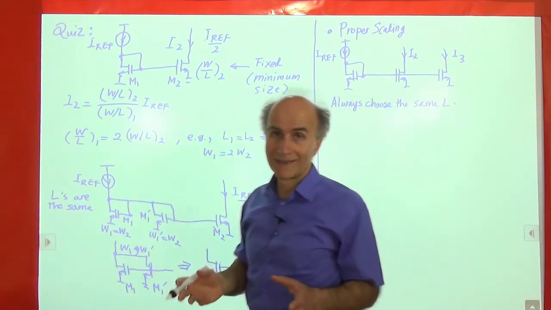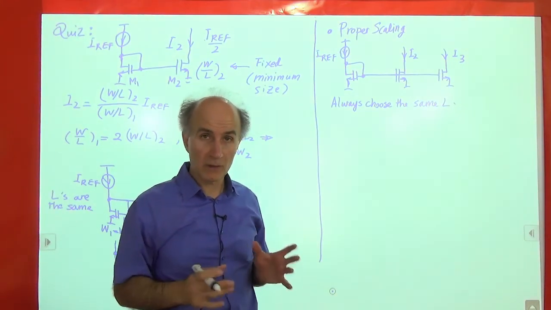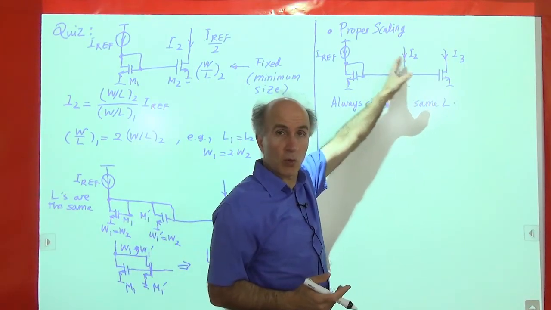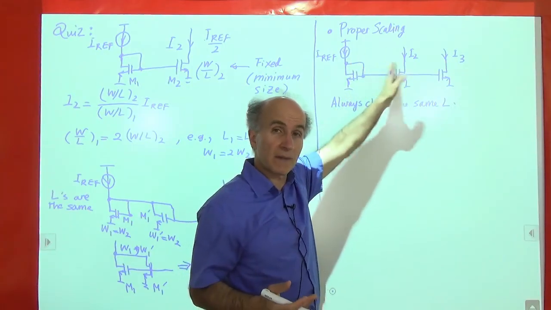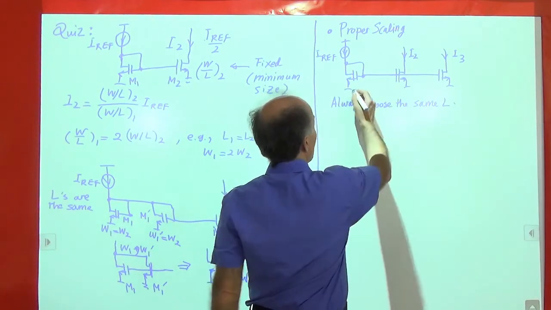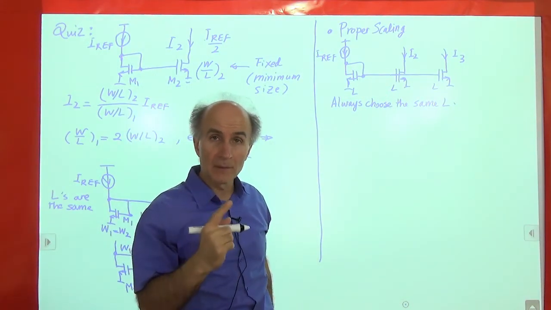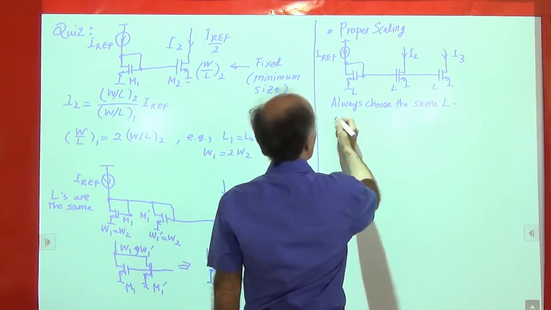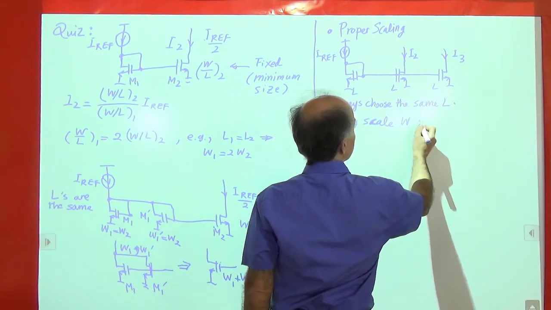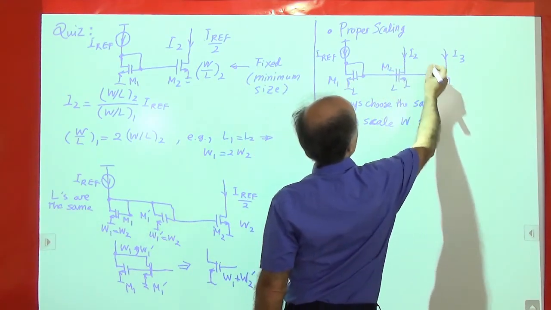Okay, we won't go through the details of why that is necessary, but for these currents to have good copying ability, to make sure that when we think this is, for example, twice this, it actually turns out to be twice that, and there won't be significant errors, we need to follow the same L for all of these. So these all have the same length. So the only parameter that we scale is W. So only scale W. Okay, so for example, again, let's call this M1, M2, M3.